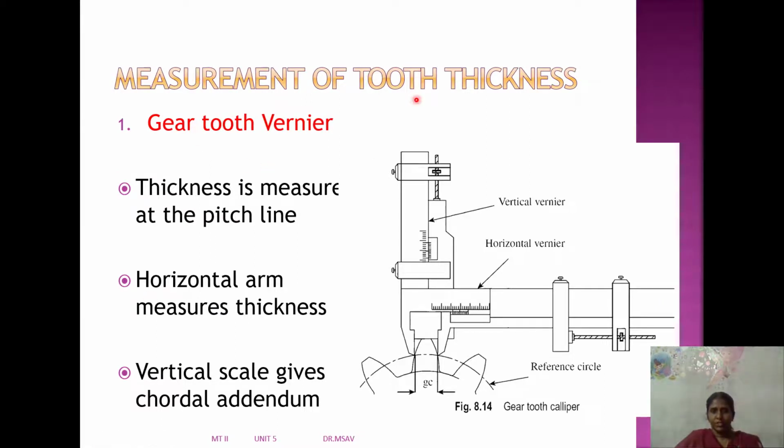Next one is for measuring the tooth thickness. For measuring tooth thickness we have the vernier tooth caliper. The thickness is measured at the pitch line. So this is the tooth thickness, and we have to take it at the pitch line. We have a horizontal arm and a vertical arm. The horizontal arm is for measuring thickness. From the figure we can easily notice that the horizontal arm measures the thickness of the gear tooth. Then the vertical scale gives the chordal addendum.